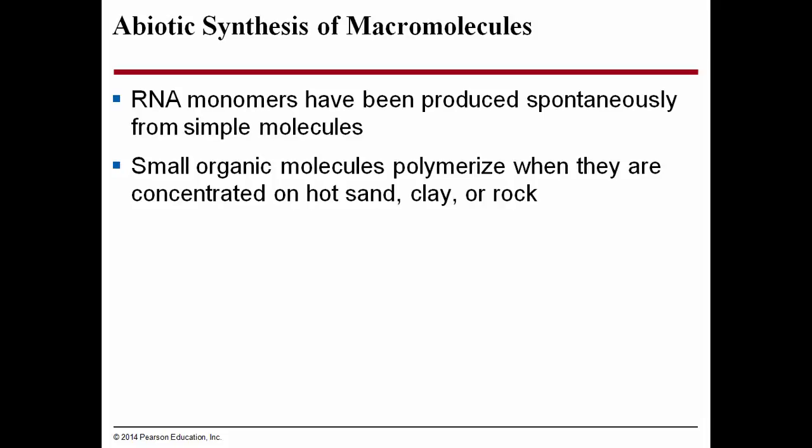RNA monomers, abiotic synthesis of macromolecules. So this is the synthesis of macromolecules through abiotic means. So without any life being involved, you can still synthesize organic macromolecules. RNA monomers have been produced spontaneously from simple molecules. Small organic molecules polymerize when they are concentrated on hot sand, clay, or rock. So it's possible that these RNA monomers were produced in the ancient atmosphere, and then they landed on clay or rock, and they produced even more complex organic molecules.